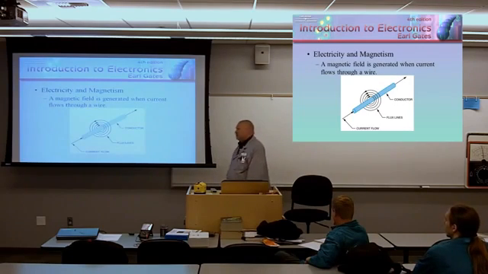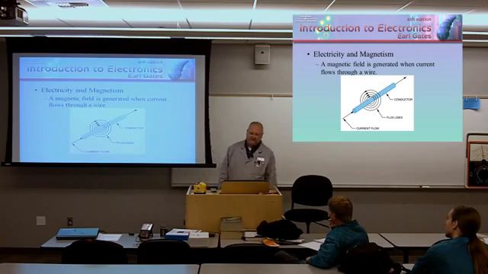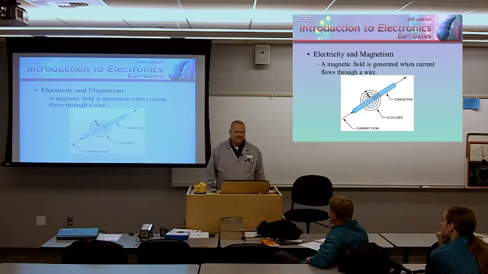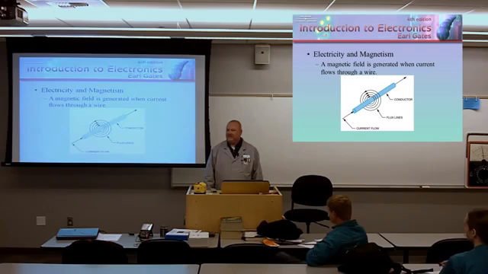Now there's a direct correlation between electricity and magnetism, probably why we're talking about it tonight, right, in an electronics program. A magnetic field is generated when current flows through a wire, period. Let me say that again. A magnetic field is generated when current flows through a wire, period. So, when you plug something into an extension cord, is it generating a magnetic field? You betcha.